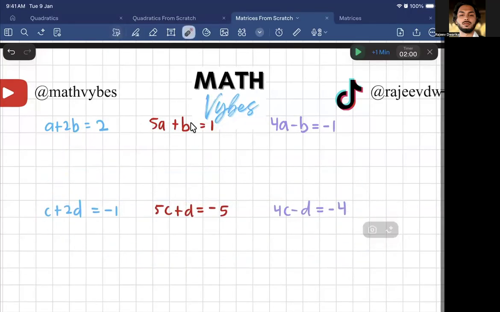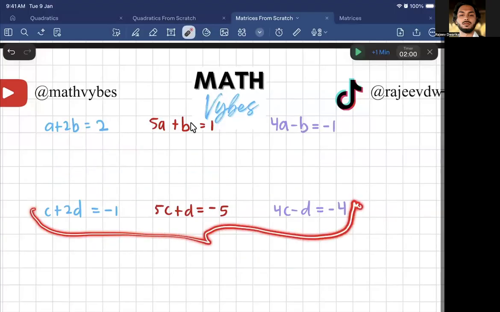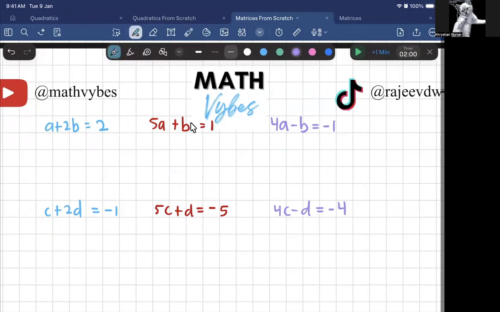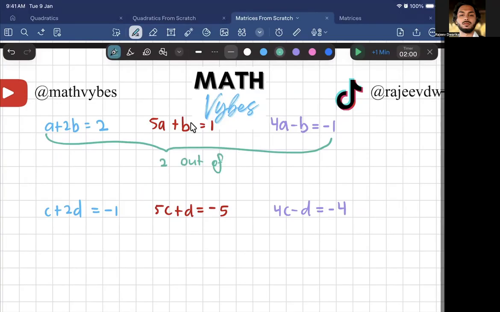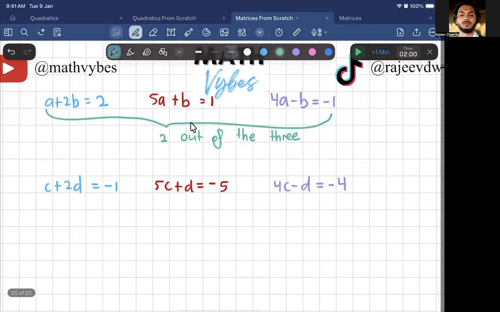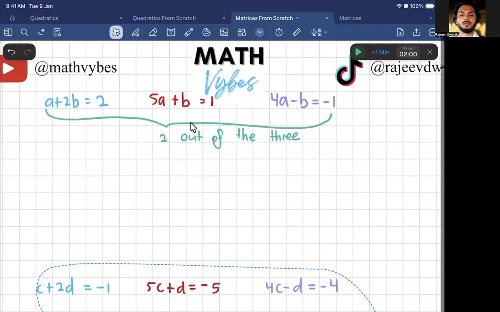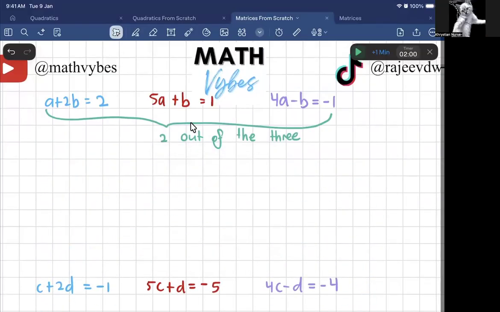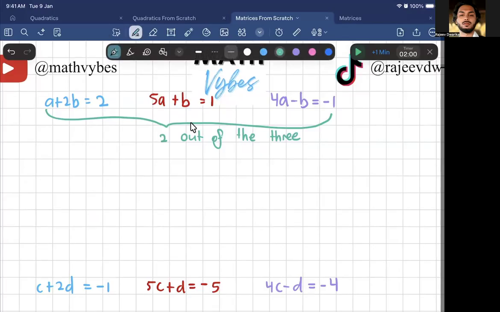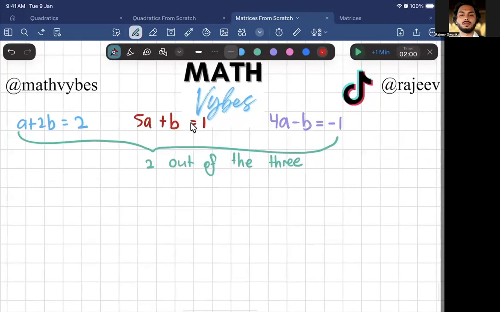How many unknowns does it have here? Tell me, Christian. 2, sir. So here, for me to solve for A and B, I just need to pick 2 out of the 3. Which 2 do you want to pick? The 5A plus B equals 1 and the 4A take away B equals negative 1. I like you, you're thinking smart, because if you use that, it'll cancel off really easily.